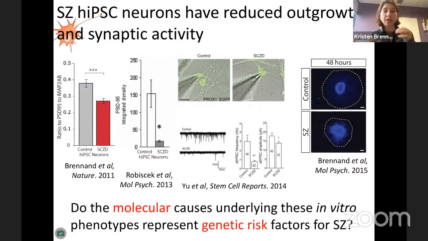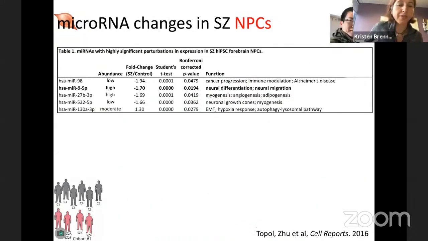Why do these neurons seem to have different amounts of synaptic protein? Why are they firing differently? Why are they migrating differently? And do the molecular causes underlying these in vitro phenotypes teach us anything about schizophrenia? Do they represent the same genes as the genetic risk factors for schizophrenia? So this was the first undertaking when we established the lab.